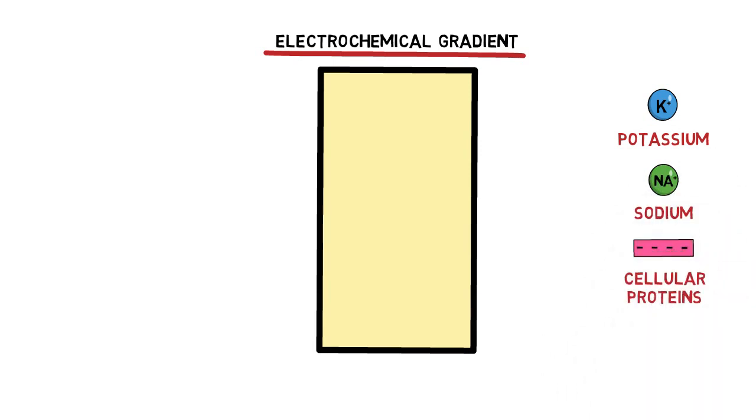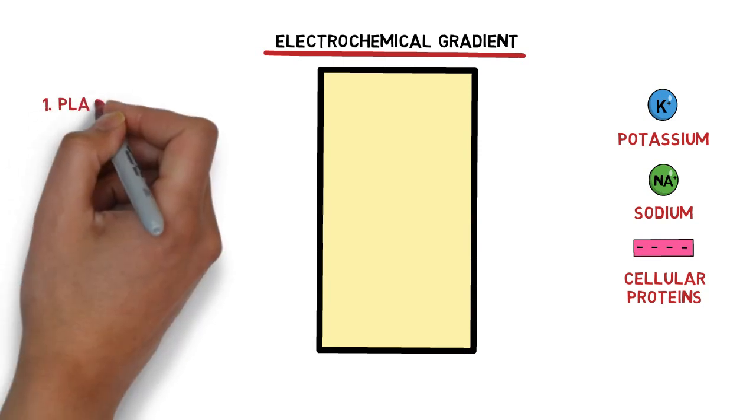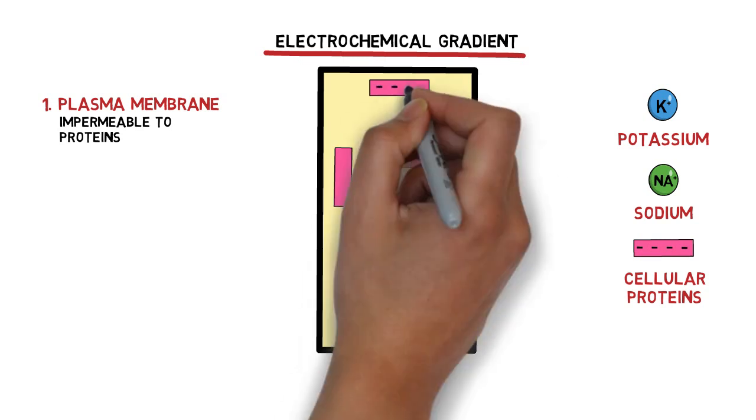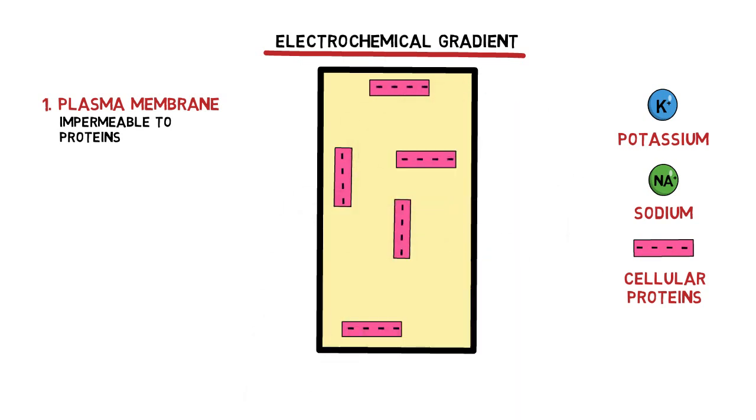To answer our question why our cells are polarized at rest, we need to build our understanding upon these 3 facts. First is that our plasma membrane is impermeable to proteins. They are located inside the cell and they are also negatively charged.